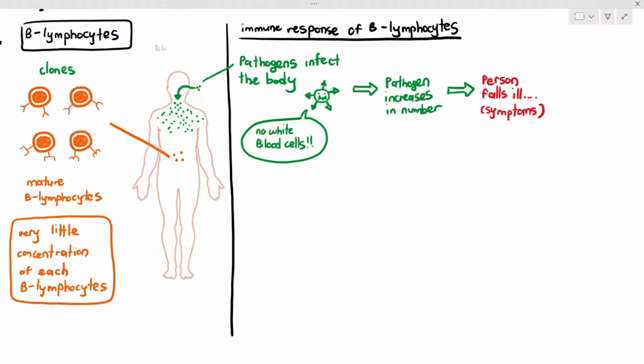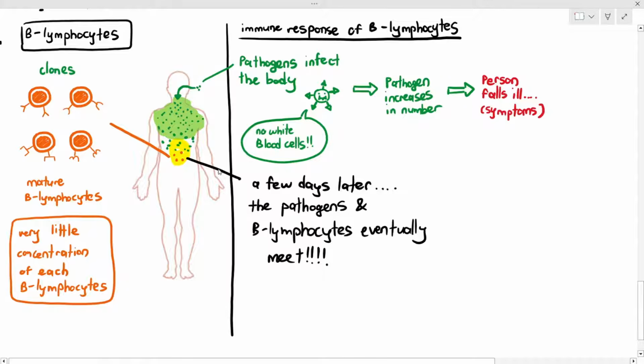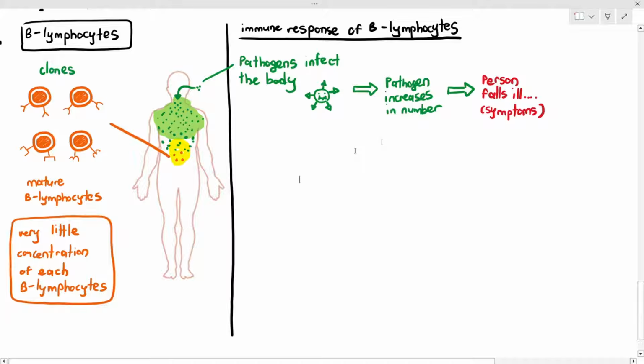Now, during this period of time, of course, the person's body is being damaged, and eventually what happens is, as you can see here, the number of pathogens increases further, and a few days later from the first day of infection, the pathogens and B lymphocytes eventually meet. They don't meet immediately because, as I've said to you, you had very little concentrations of the B lymphocytes at the very beginning. Now, here's where it becomes very important.